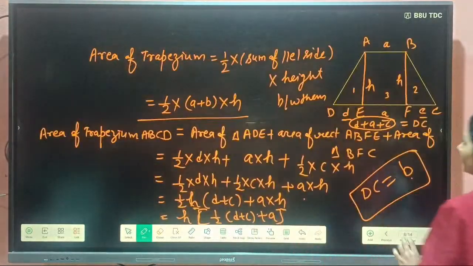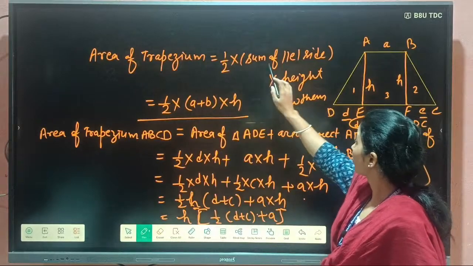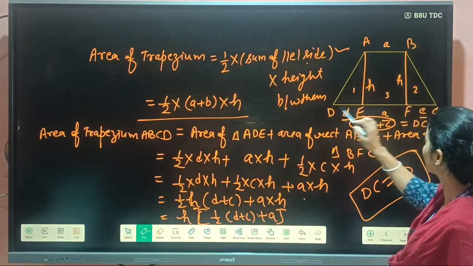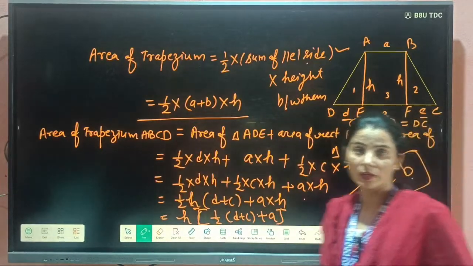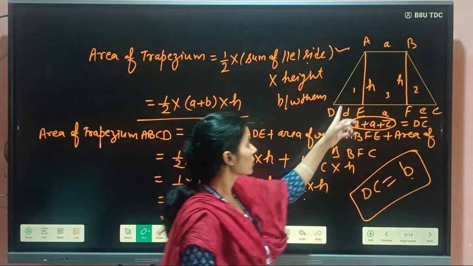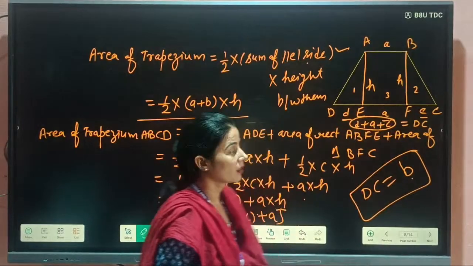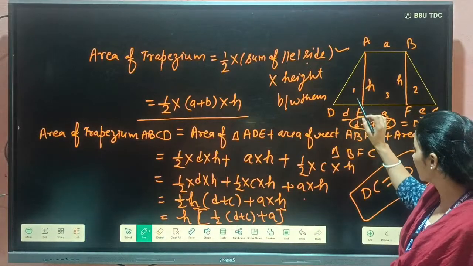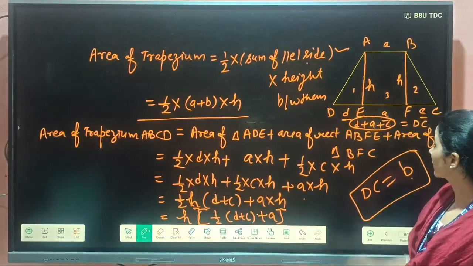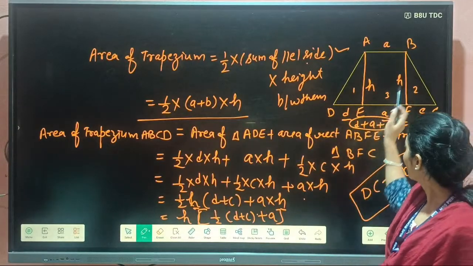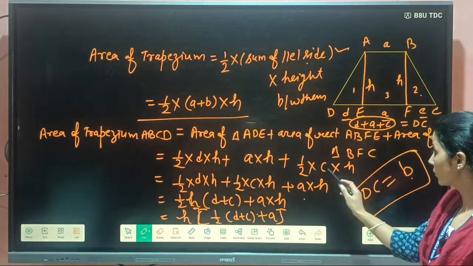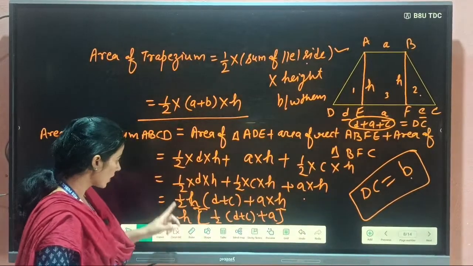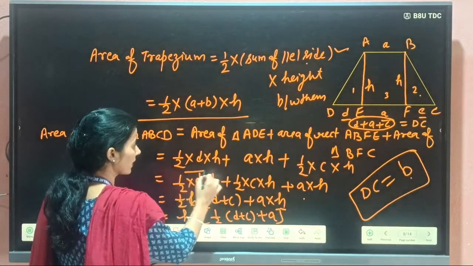Let us see again. Area of trapezium is 1 by 2 sum of parallel sides into the height between them. This parallelogram ABCD, I divided this parallelogram into two triangles and one rectangle. This is one triangle and second triangle, and in between it is a rectangle. We know the formula for the area of a triangle, 1 by 2 base into height, and the area of a rectangle is length into breadth. After writing their base, height, and all these dimensions, what I got is 1 by 2 H from this and this one.